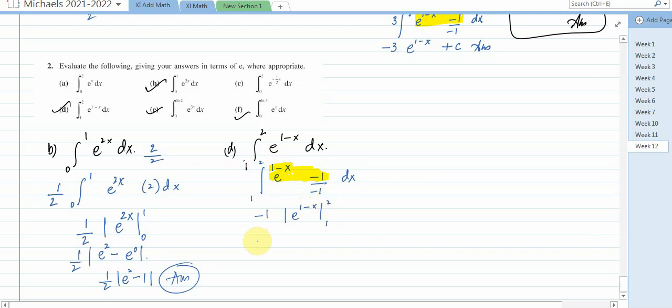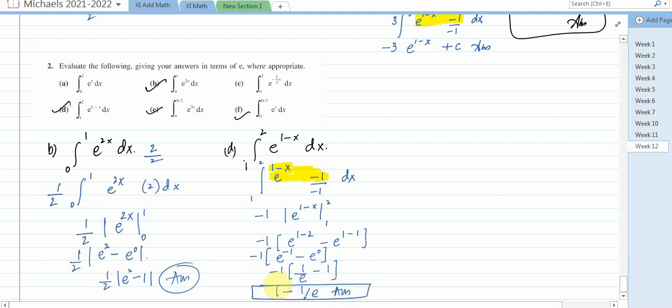Now I'm going to apply the limits here. Upper limit is 1 minus 2 minus lower limit is 1 minus 1. So it's minus 1 times e to the power 1 minus 2, that is e to the power minus 1, minus e to the power 1 minus 1, which is e to the power 0. So it's minus 1 times (e to the power minus 1 minus 1), which is 1 over e minus 1. Or we can multiply with the negative sign, so it will be 1 minus 1 upon e, and that is your answer. After part D, moving on to the next one, part E here.